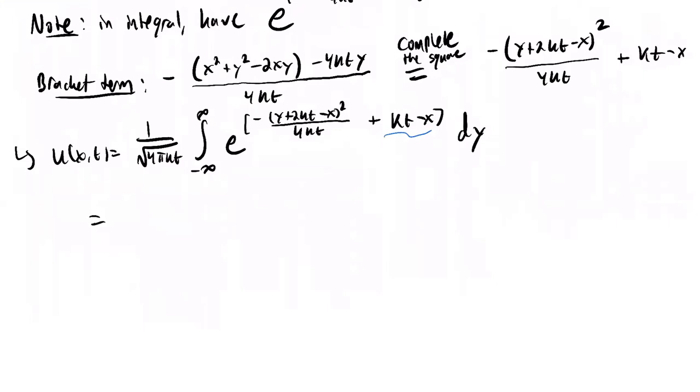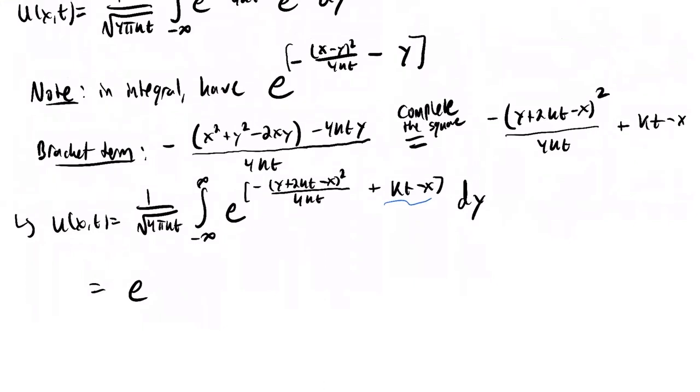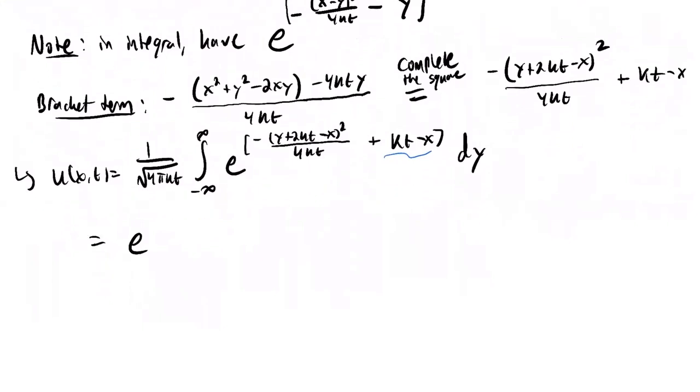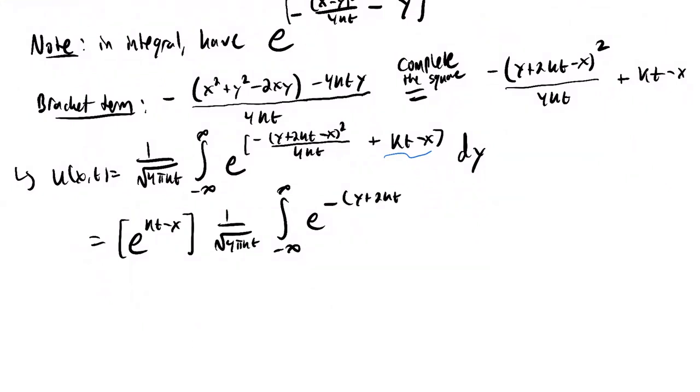So I can now write u of x, t as, sorry, I just want to double check I don't get a minus sign wrong. Right, that's right. Okay, so I get e to the kt minus x, which I'm just factoring out. And then I have what's left over, right? So 1 over the square root of 4 pi kt, integral from minus infinity to infinity of e to the minus (y plus 2kt minus x) squared over 4kt, integrating with respect to y.